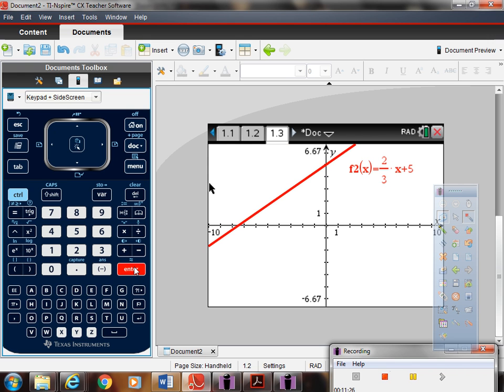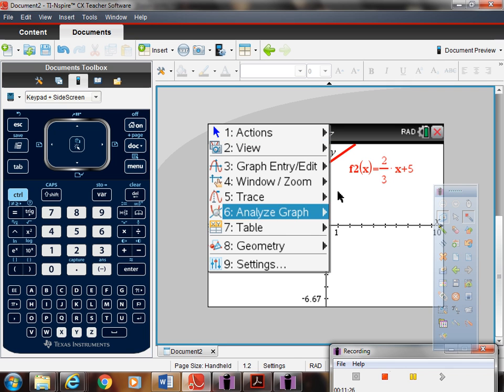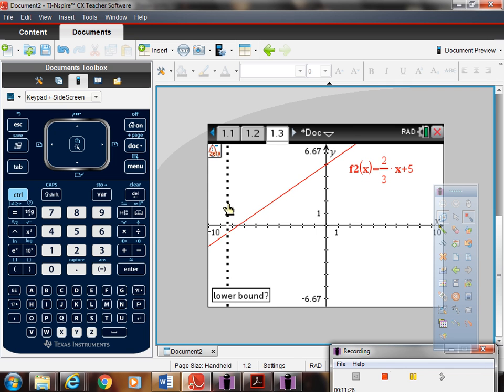So if you notice, what you want to know is where it crosses the x-axis. And that is called a zero. In the calculator, it doesn't call it an x-intercept. It calls it a zero. So you go to menu, 6, 6, and 1. Now, you could do 5, 1 also. That one will also work. That's the trace one. Notice this one gives you that point right there.